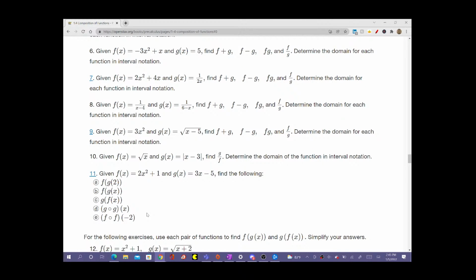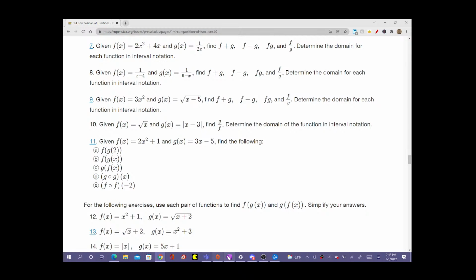So number 11 is where we finally get into composition of functions. Number 11 says given f of x equals 2x squared plus 1 and g of x equals 3x minus 5. They want to find f composed with g of 2 actually. So they want to find f of g of 2.